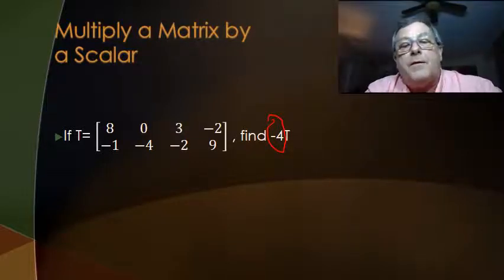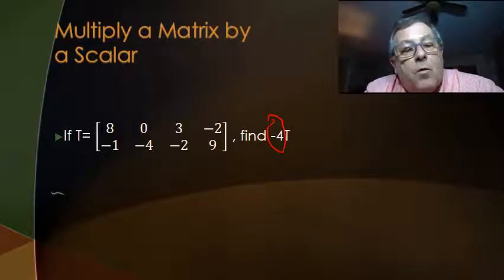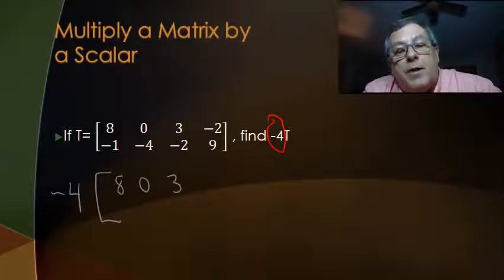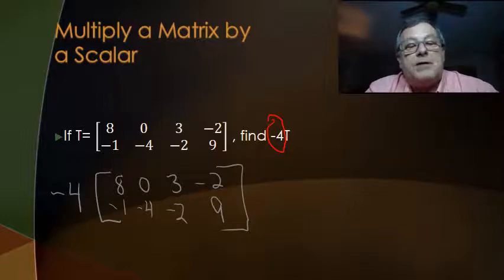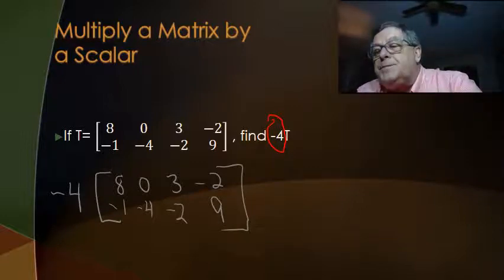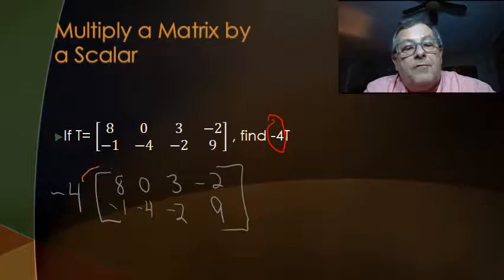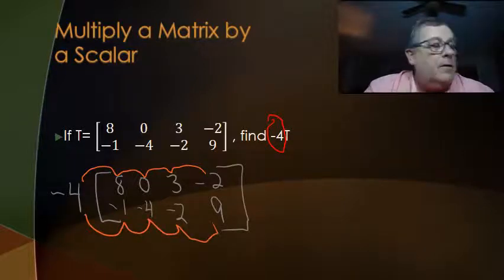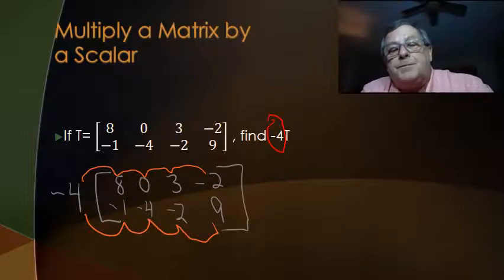Let's see. I'm going to rewrite this a little bit. I'm going to put this as negative 4. I'm going to draw my brackets. And I've got 8, 0, 3, negative 2, negative 1, negative 4, negative 2, and 9. That's what's in my matrix. And I'm simply just going to multiply this negative 4 by each term in the matrix. Just one right after the other. So let's see what we got.